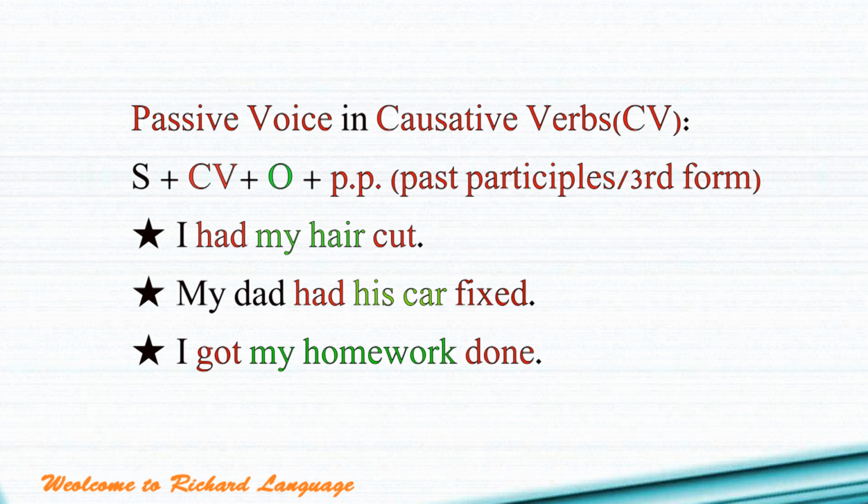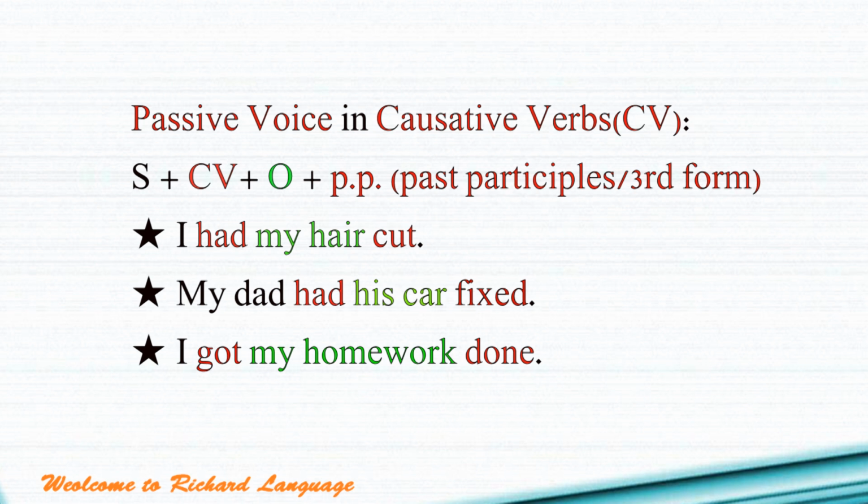Okay, let's see the second sentence. My dad had his car fixed. Here had is a causative verb, and his car is an object, and fixed is a PP, because a car cannot fix itself, so you have to use the passive voice. That's the reason why we use fixed. That is a PP.